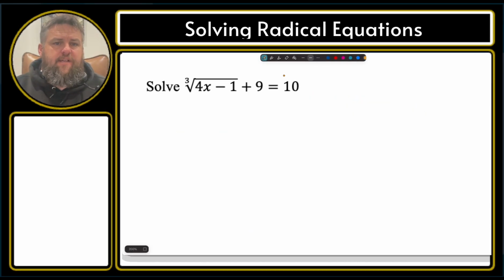In this final example, we have the cube root of 4x minus 1 plus 9 equals 10. First thing I'm going to do is subtract 9 from both sides. Next, to undo the cube root, I have to cube both sides.